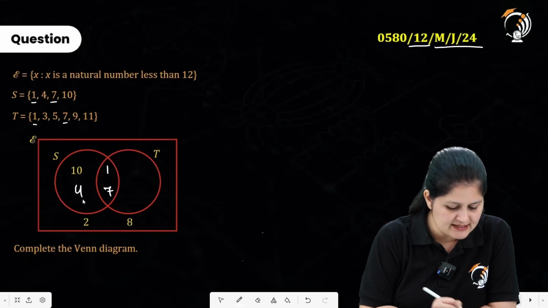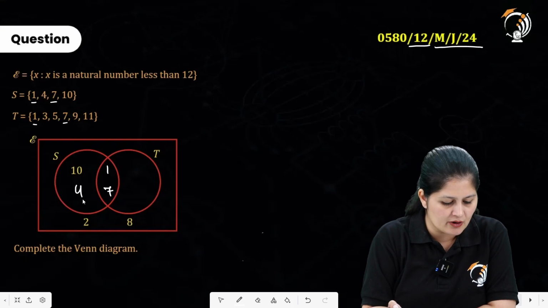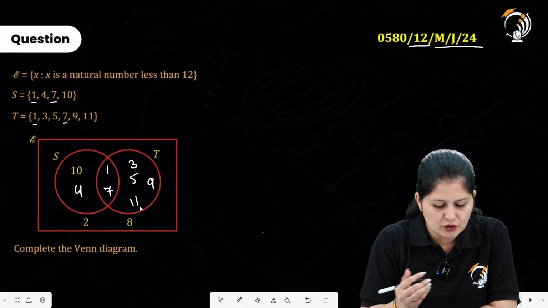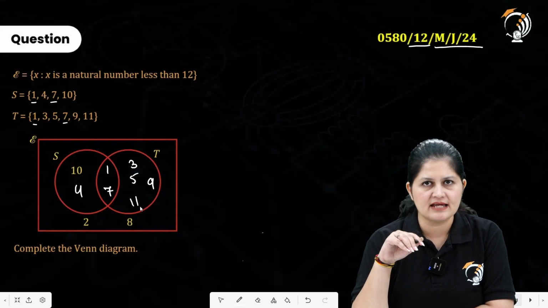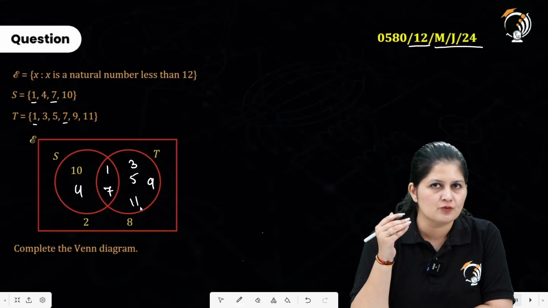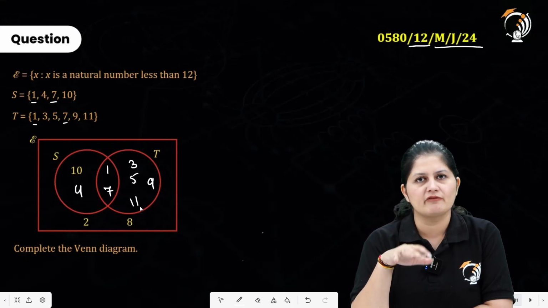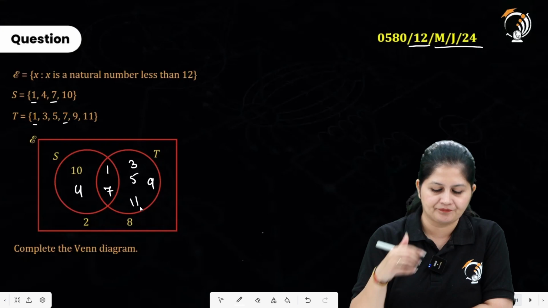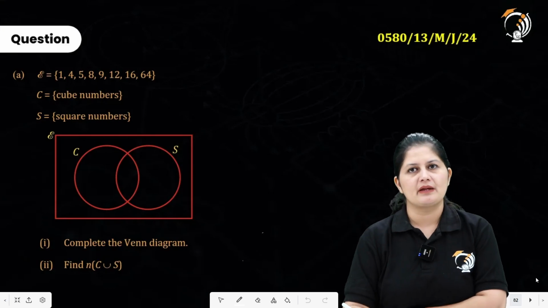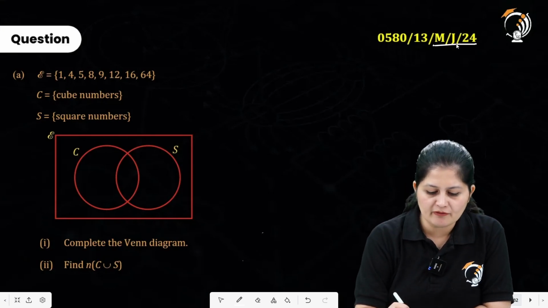So 4 is left in set S here because 10 is already mentioned. In set T, we are going to have 3, 5, 9 and 11. So 2 and 8 are neither part of set S nor of set T. So we are just going to write them in the place where we write the complement. Clear? Okay.